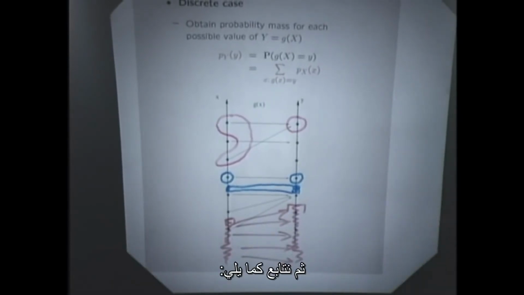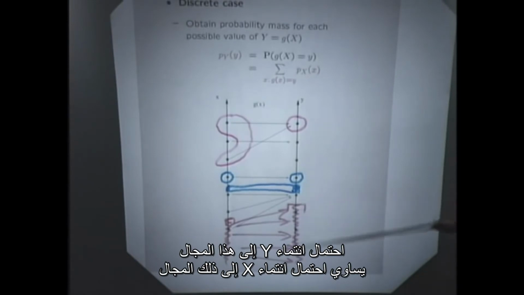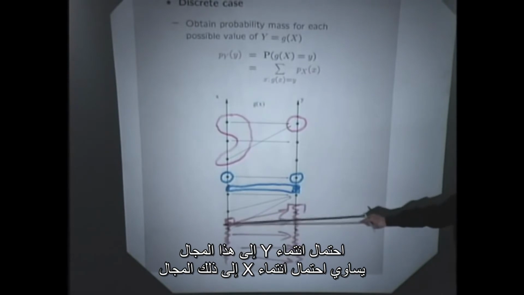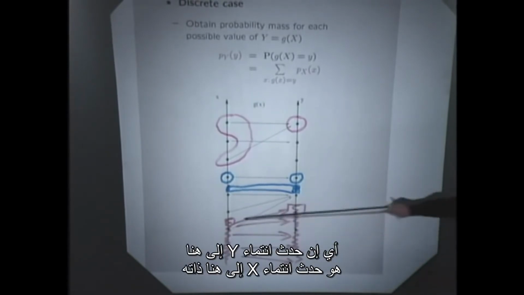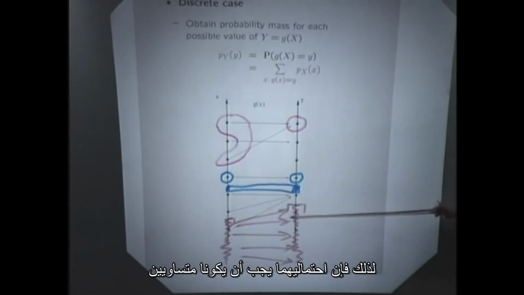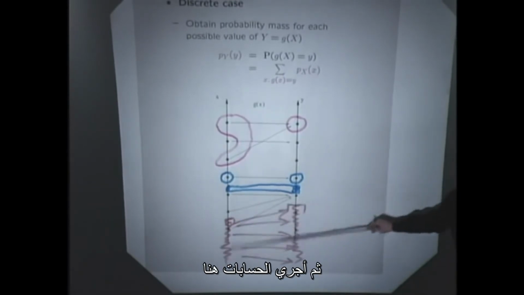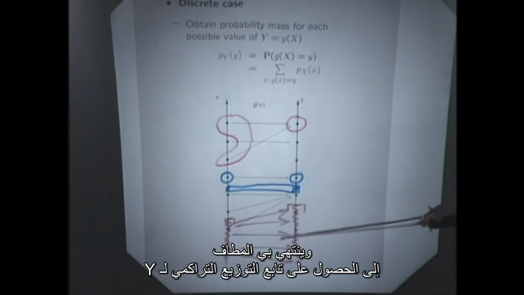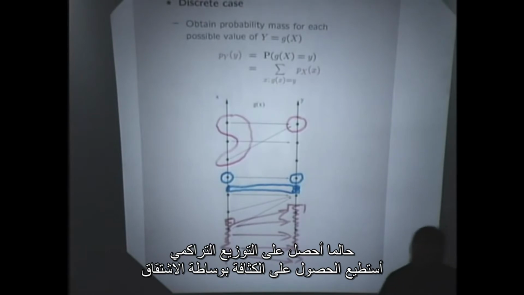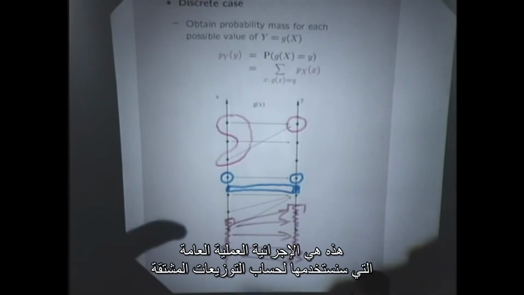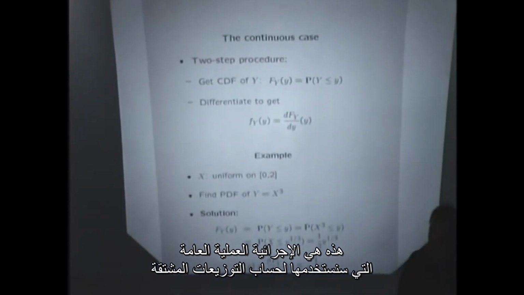And then we argue as follows. The probability that y falls in this interval is the same as the probability that x falls in that interval. So the event y falling here and the event x falling there are the same, so their probabilities must be equal. And then I do the calculations here, and I end up getting the cumulative distribution function of y. Once I have the cumulative, I can get the density by just differentiating. So this is the general cookbook procedure that we will be using to calculate derived distributions.